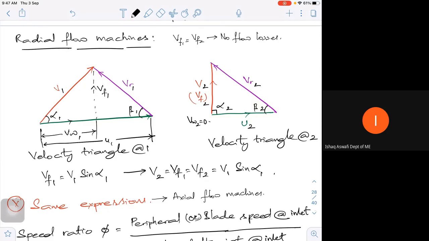For this case also my VW2 is equal to 0. Fine. When my VW2 is equal to 0, what does it indicate? It indicates my flow velocity and your exit absolute velocity both are the same. And VR2 is at a maximum number.